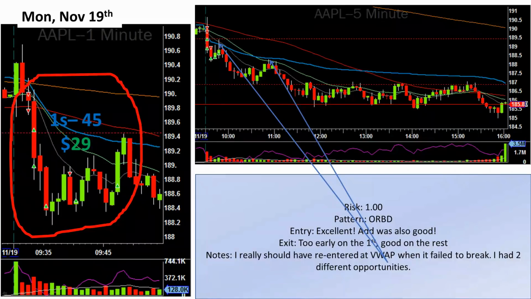So, you can just see. So here's the notes I take. How was my entry? How was my exit? Right? What should I do differently for next time? These are just all the notes that I put.